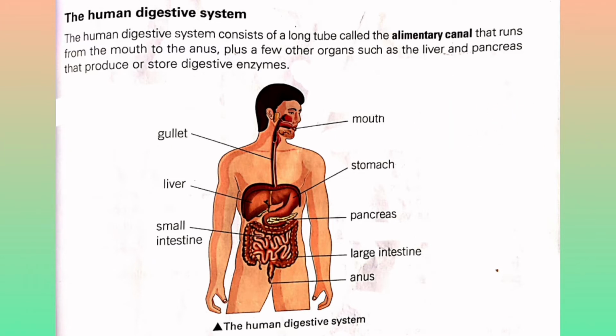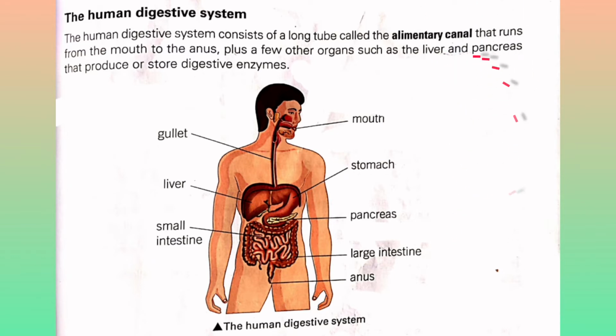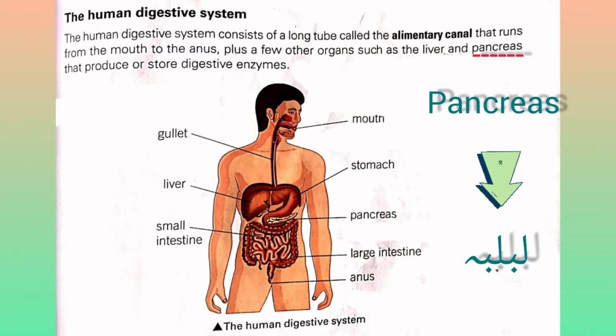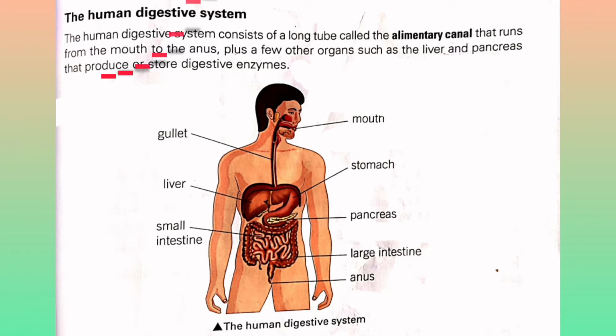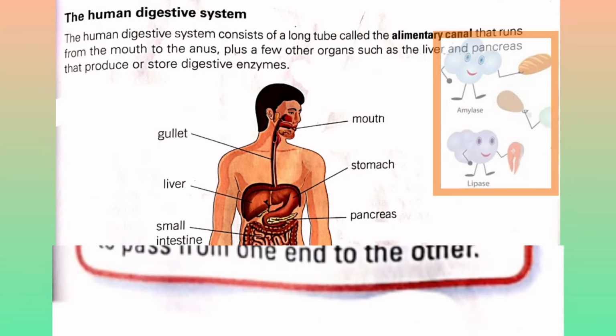Additionally, it also contains organs like liver. Liver means jigar and pancreas. Pancreas means lablaba. Pancreas produces and stores digestive enzymes. These enzymes help to digest different types of food molecules. A few examples of digestive enzymes are amylase and lipase, etc.